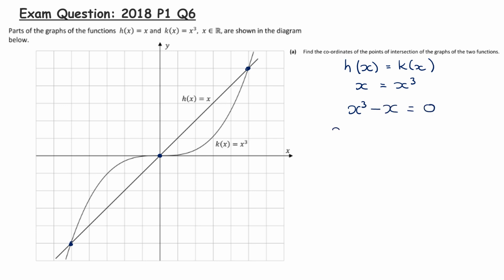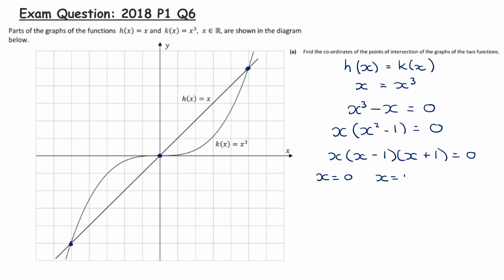I can use highest common factor, so x is common, leaving me with an x squared minus 1 equals 0. I can break down that bracket further as a difference of two squares, so x minus 1, x plus 1 equals 0. And I let each factor equal 0. So either x equals 0, x equals 1, or x equals minus 1. So we can see on my graph that's minus 1, that's my 0, and here is my positive 1. Now, they didn't ask us just for the x values, they asked us for the points of intersection, so we'll need to go back and get our y values.